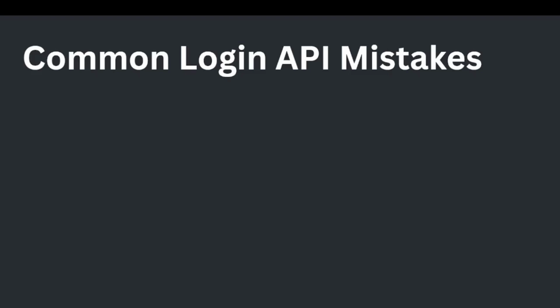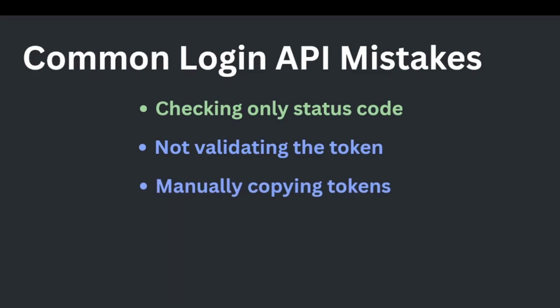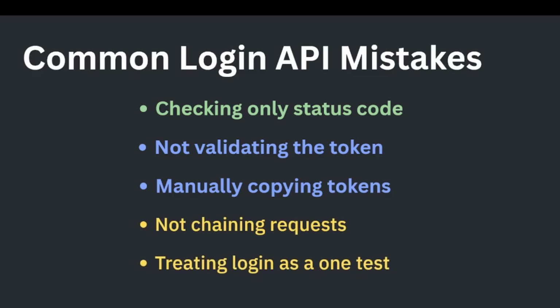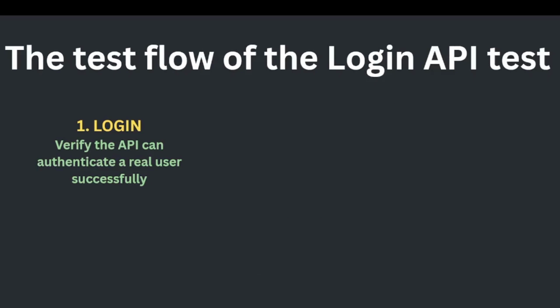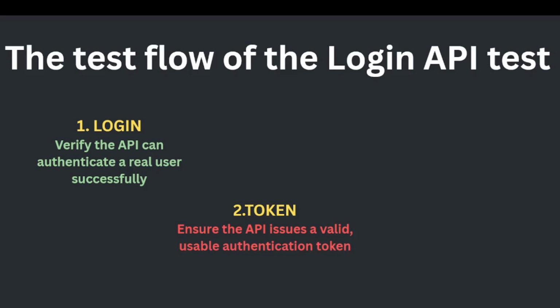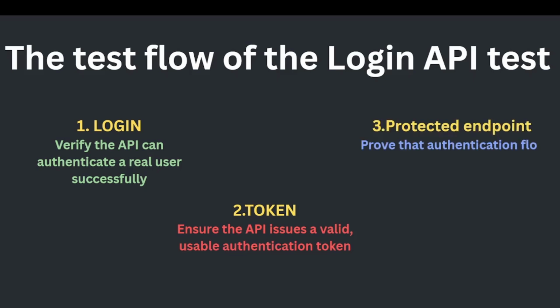These are mistakes I see all the time: checking only status code, not validating token fields, manually copying tokens, not chaining requests, treating login as just one request. A correct login test flow always means: login verifies the API can authenticate a real user successfully. Token ensures the API issues a valid, usable authentication token. Protected endpoint proves that the authentication flow works end to end, not just login. Anything less is incomplete.